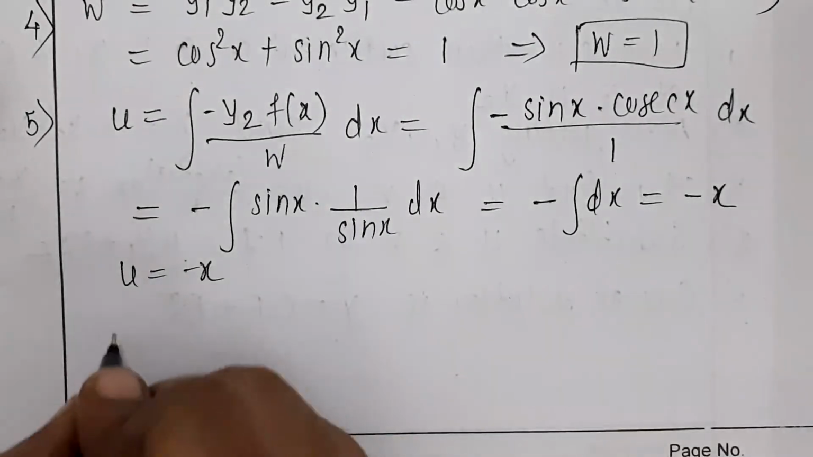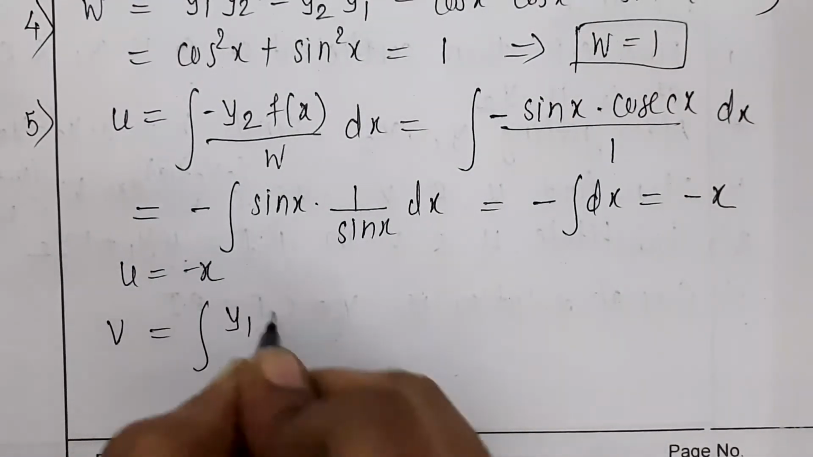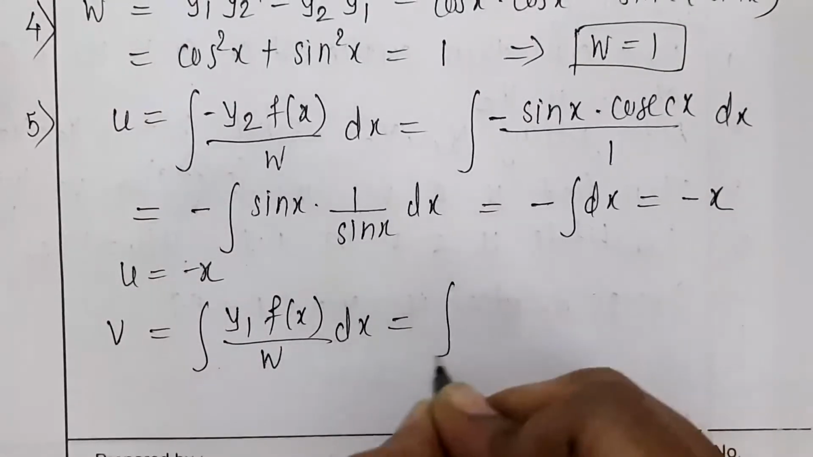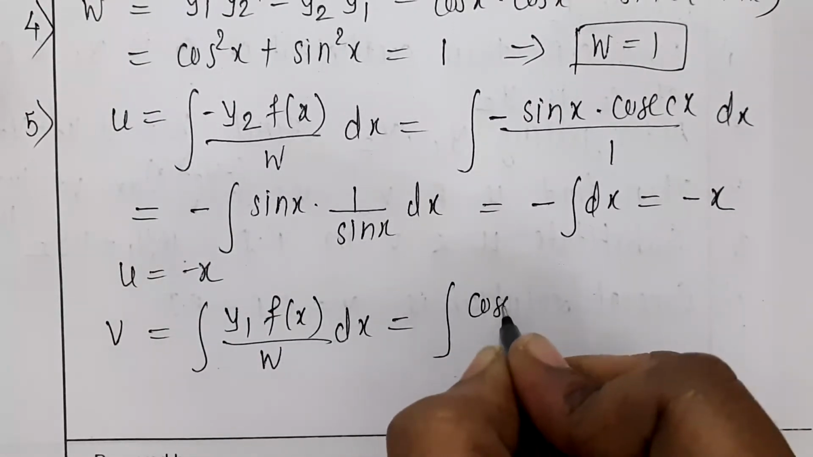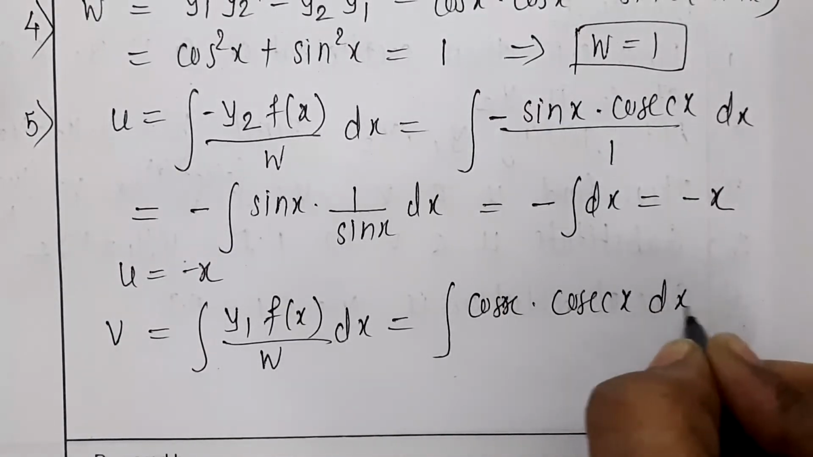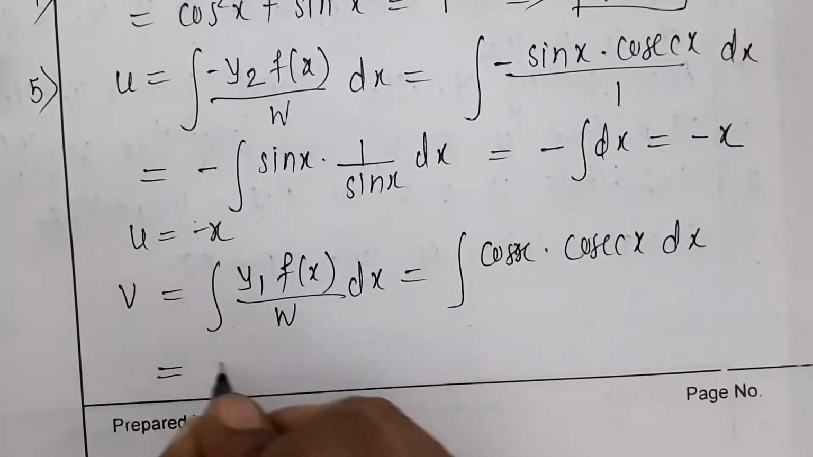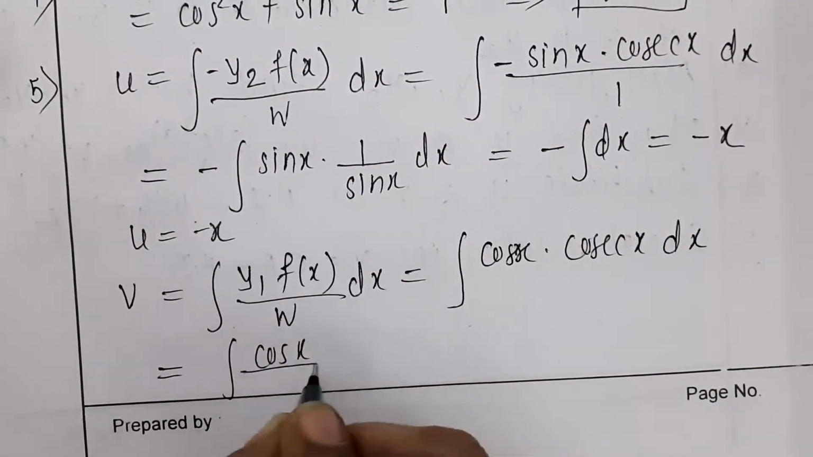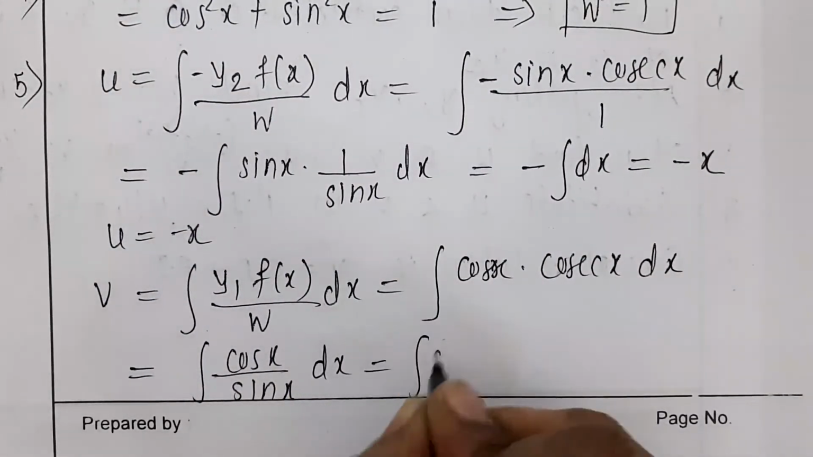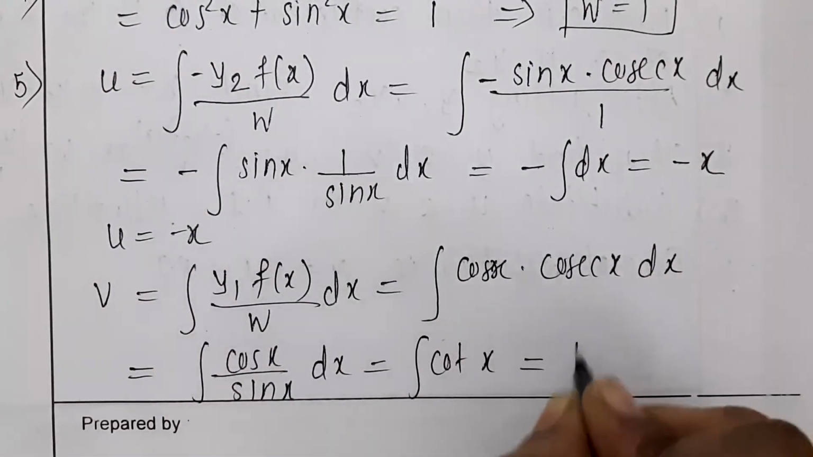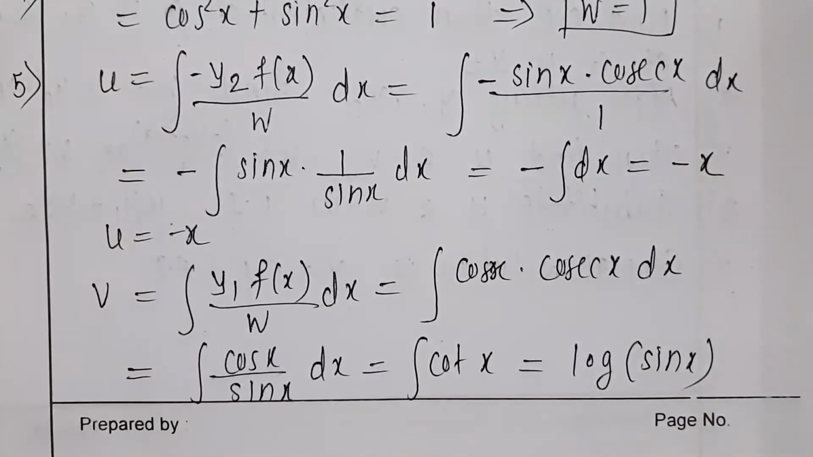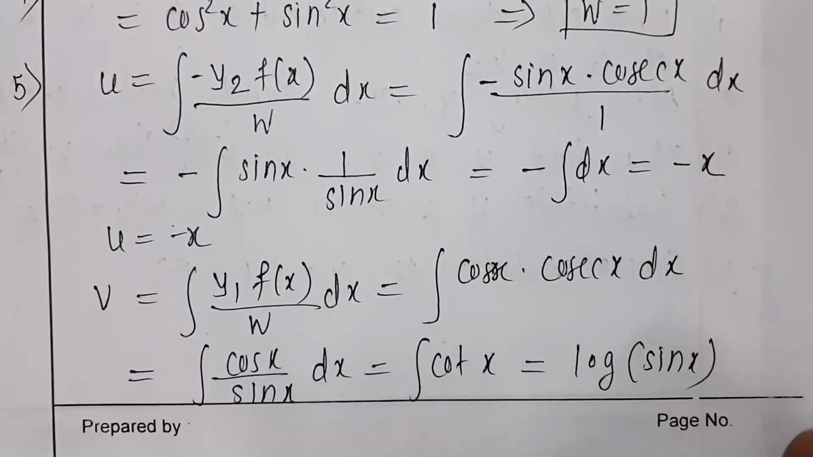Similarly find out V. V is equal to integration of y1 into f of x divided by W dx, which is equal to y1 is cos x multiplied by cosec x dx, which is equal to cos x divided by sin x into dx. Cos x by sin x is cot x, and integration of cot x is log of sin x. So V is log of sin x.